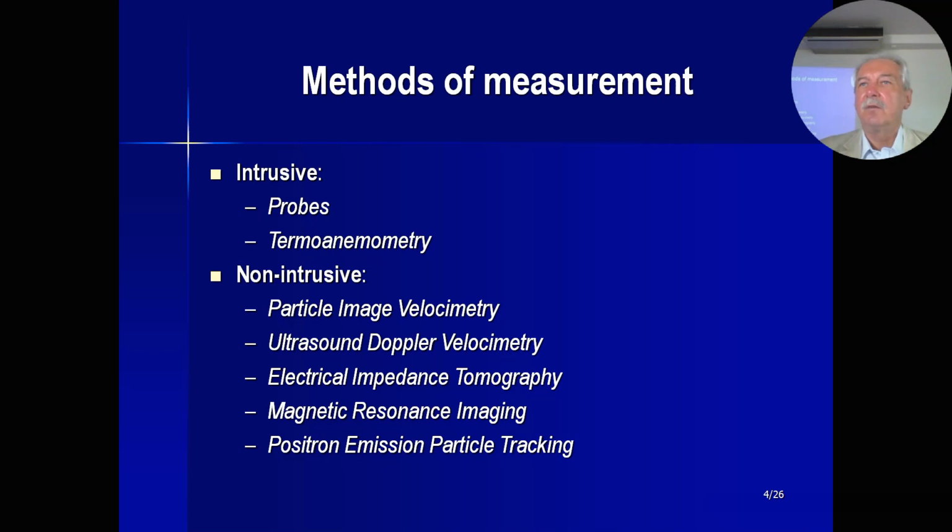So, methods of measurements. Generally, we recognize two methods of measurements: intrusive or non-intrusive. Intrusive examples are thermoanemometry or probes. If we talk about non-intrusive methods, we mainly recognize particle image velocimetry, ultrasound measurements, also tomography and magnetic resonance. Magnetic resonance is the most popular in case of measurements of blood flow. And there is also the positron emission particle tracking method as well.